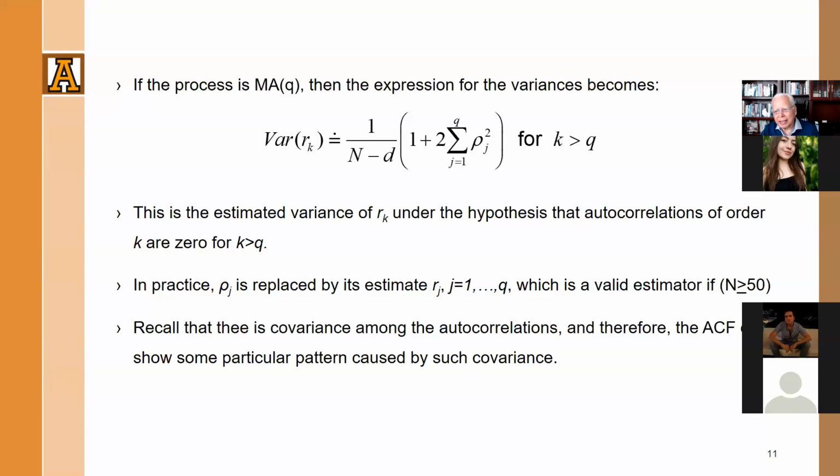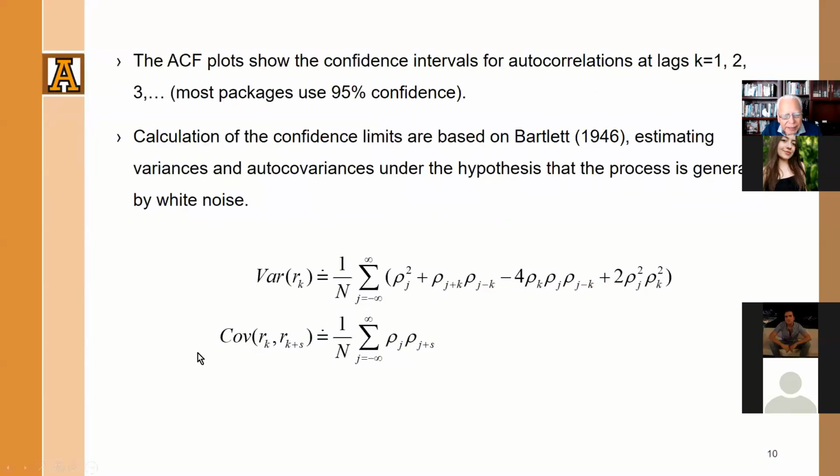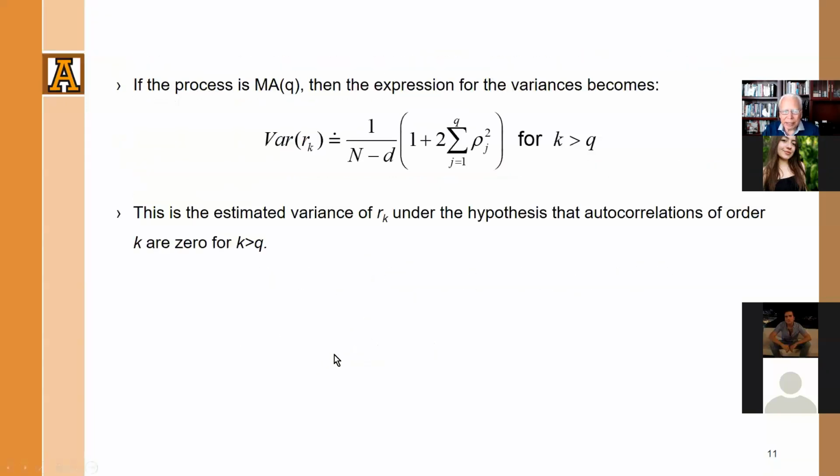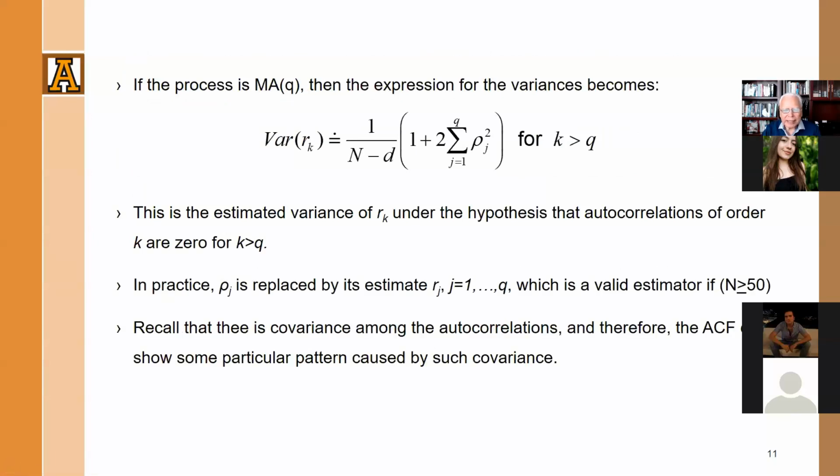Now, there's covariance among the autocorrelations. We saw it here. There is covariance among the autocorrelations. They're not independent. So the ACF will show a pattern caused by such covariance. If we didn't have covariance, then we wouldn't have to see a pattern. But since there is covariance, we will see a pattern in the autocorrelations.